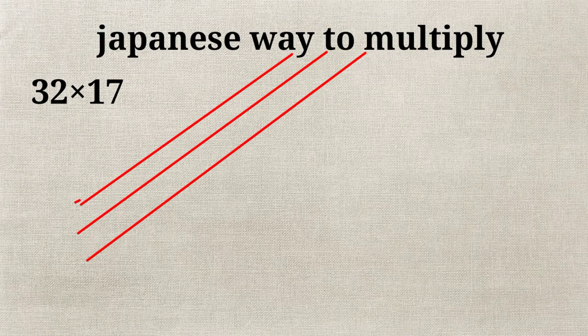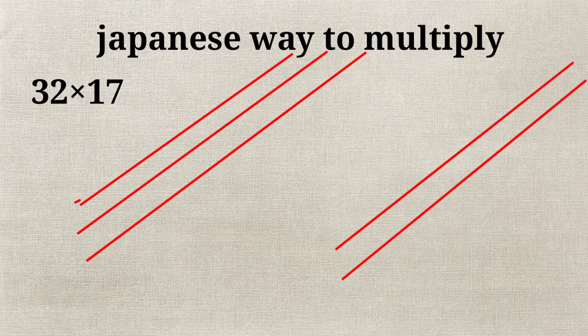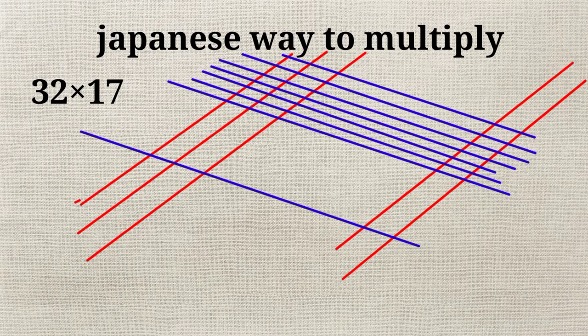Let us take another example. 32 times 17. We draw 3 lines. After leaving a gap, draw 2 parallel lines. Similarly, draw 1 perpendicular line. Leave a gap, draw 7 parallel lines. To calculate the product, we just need to count how many times all of the lines intersect.